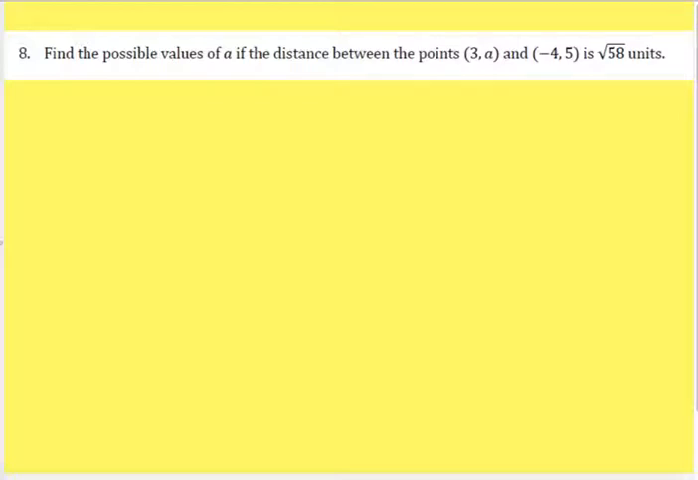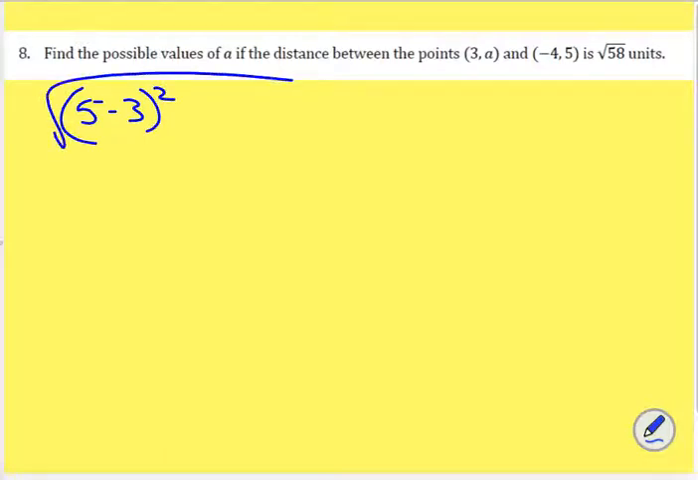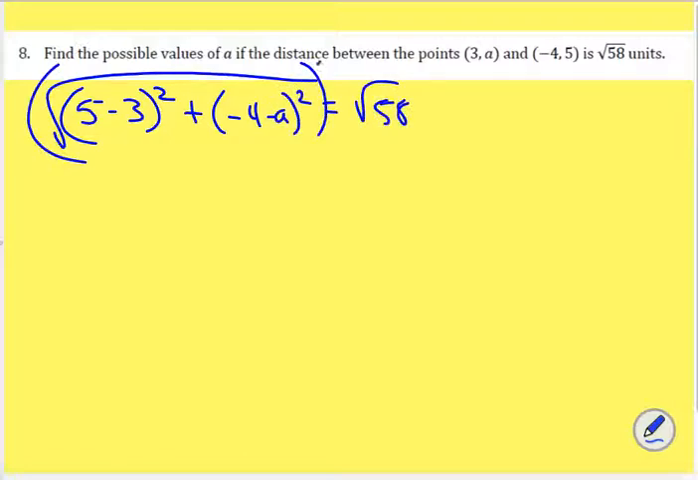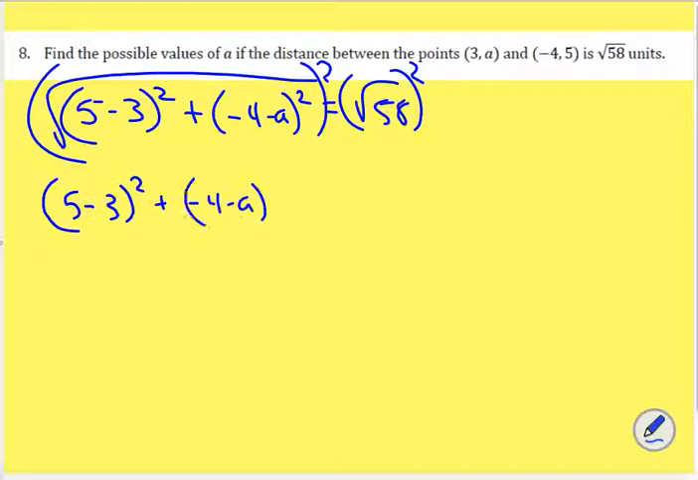All right, so moving on. Points (3, a) and (5, -4), and the distance is square root of 58. So I want to take (5 minus 3) squared plus (negative 4 minus a) squared, and that equals the square root of 58. So first step, square both sides. That gets rid of those. So I get (5 minus 3) squared plus (negative 4 minus a) squared equals 58.